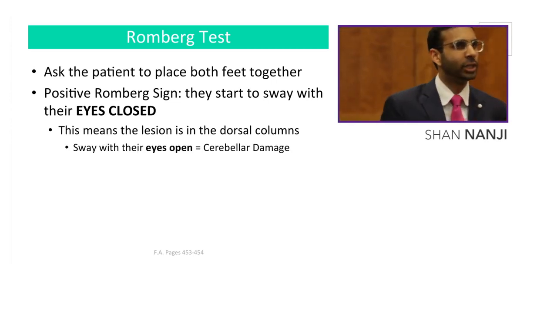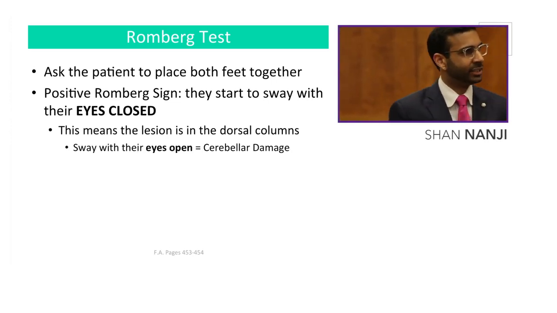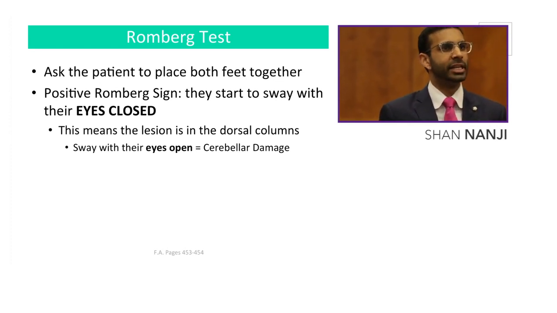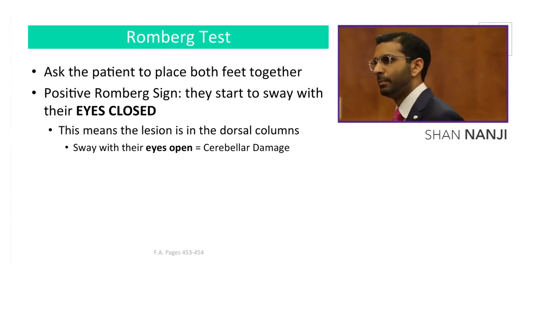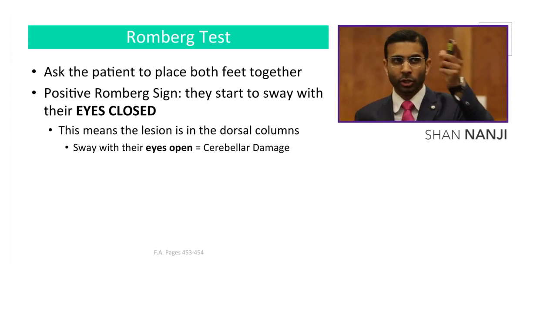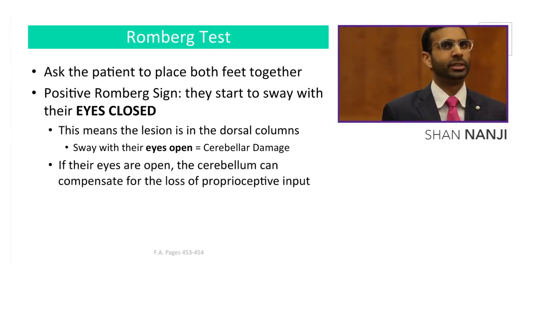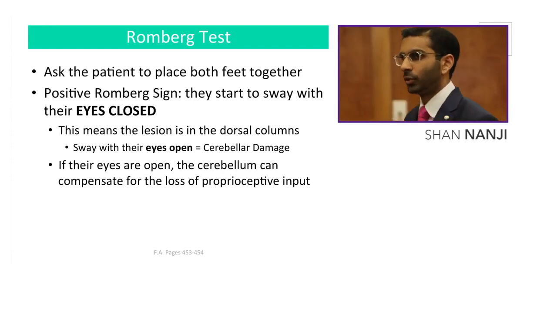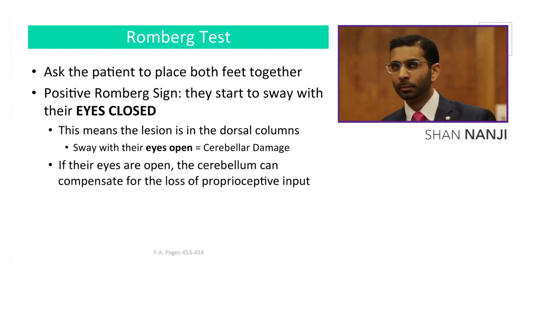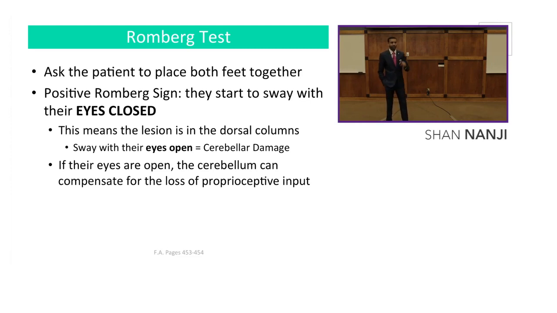If they have their eyes open and their feet are together and they start to sway, that means the lesion is in the cerebellum. Why is that? Because when your eyes are open, your cerebellum can compensate for the loss of proprioceptive input. So if they sway with their eyes open, damage in the cerebellum. Closed is in the dorsal column. So closed, dorsal column; open, cerebellum.